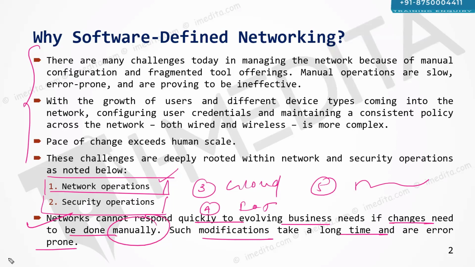If, for example, a customer says that now we need to change this particular thing, you might need to get the authorization from the higher authorities, and only then will you be able to implement the changes in production. So again, same thing: the rate at which the changes are happening exceeds the human scale.